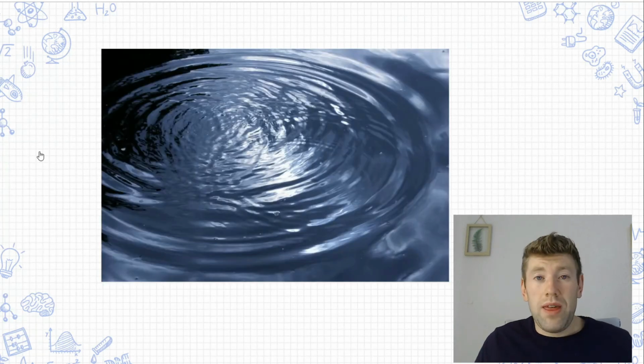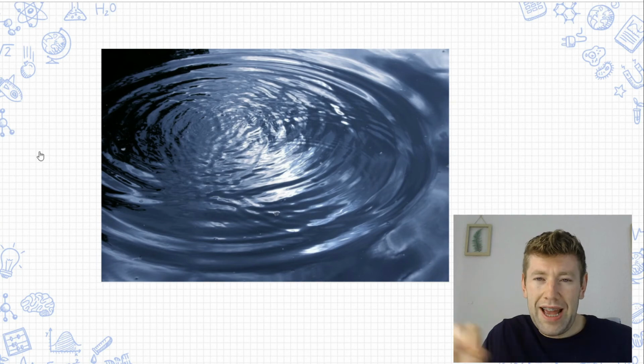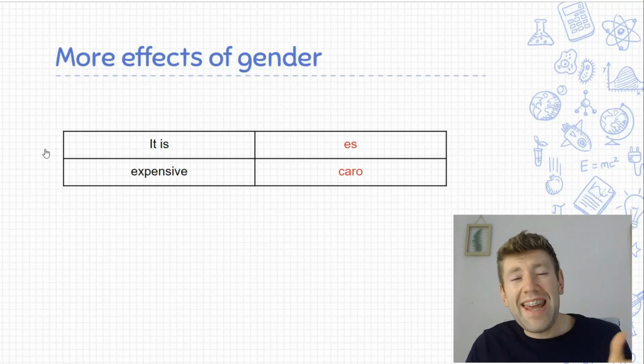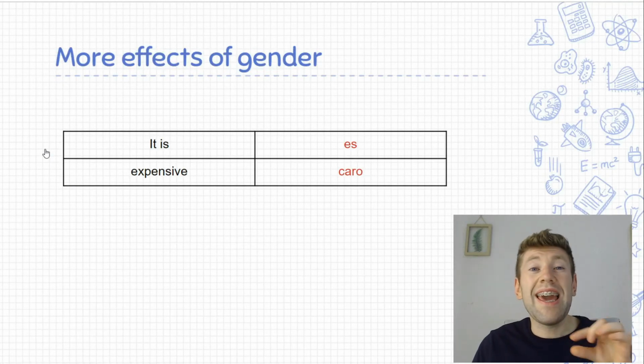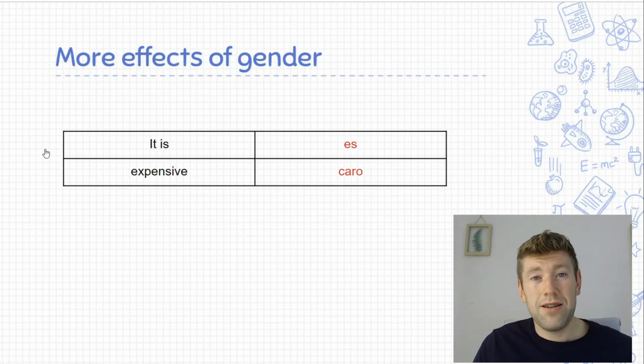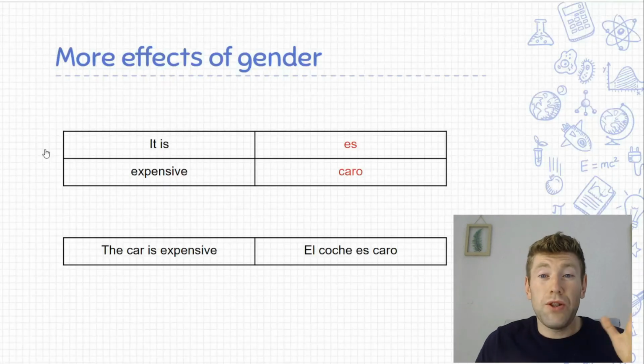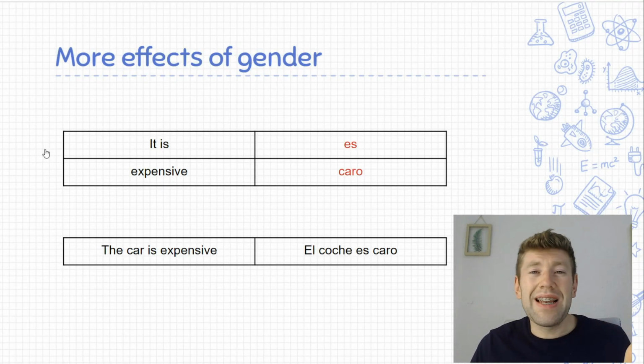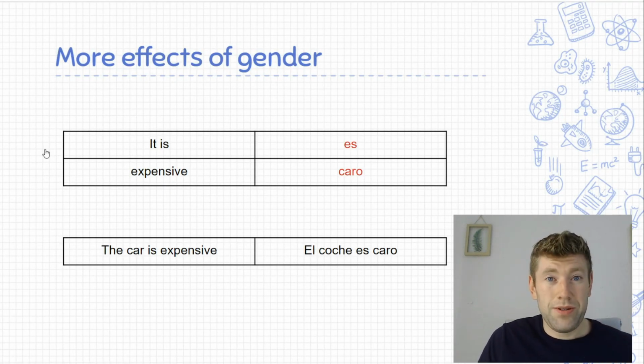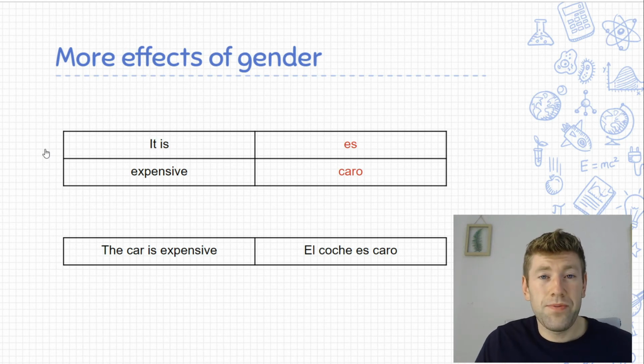So that's one thing that it changes, these articles, but the other thing is that the noun kind of has a ripple effect and affects other words in the sentence. So let's have a look at this. It is in Spanish is es, and expensive is caro. So we could say, for example, the car is expensive. El coche es caro.